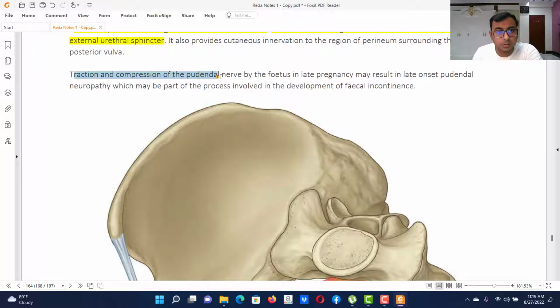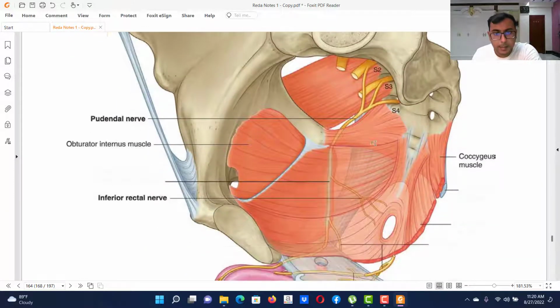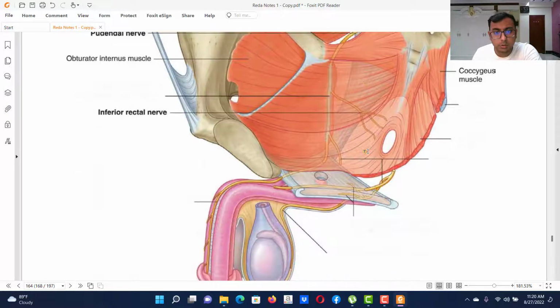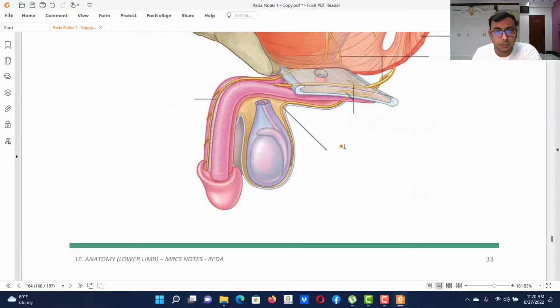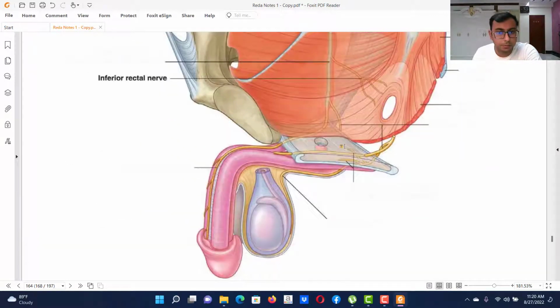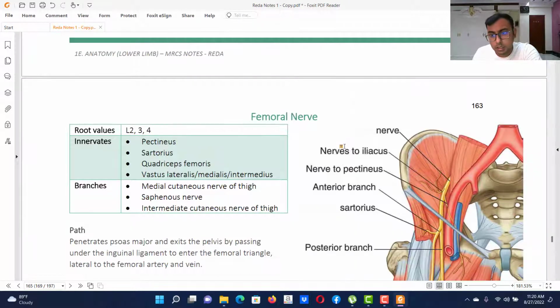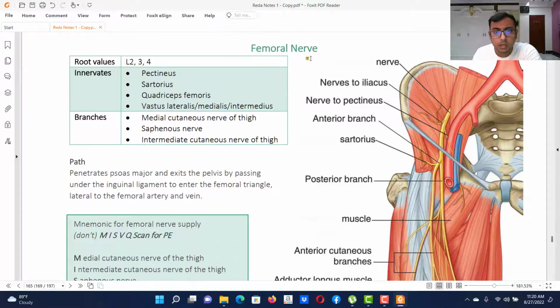Traction and compression of the pudendal nerve by the fetus in late pregnancy may result in late onset pudendal neuropathy, and may be a process of development of fecal incompetence. These are complications of normal delivery, when pudendal neuropathy occurs, in case of fecal incontinence. Sometimes after late pregnancy, the mother cannot hold the feces due to pudendal neuropathy. In that case, during episiotomy, we will save the pudendal nerve by manual fingering.